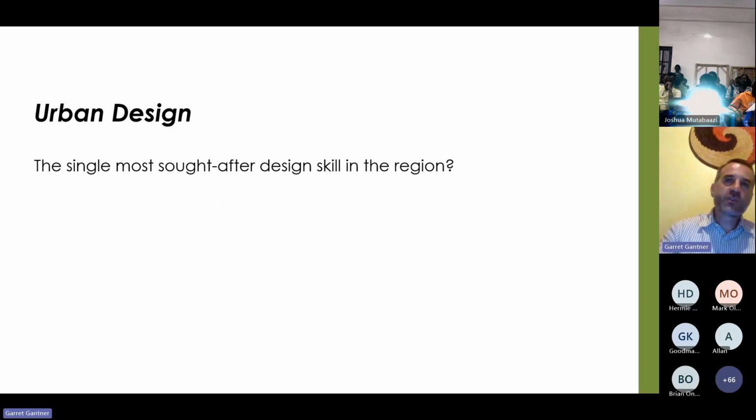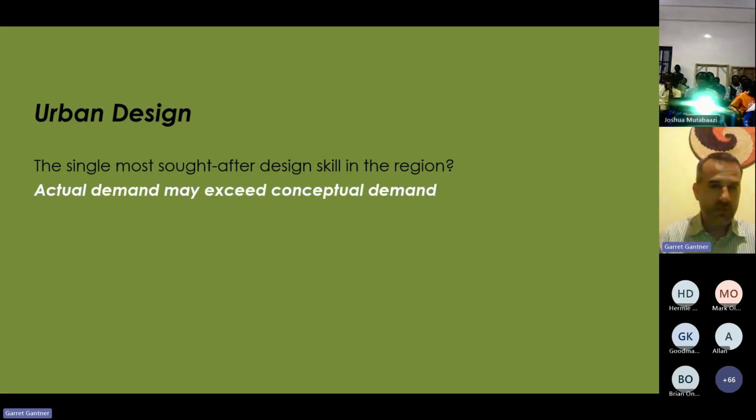Also through this research, what we started to find was that, going back to this conversation of conceptual demand versus actual demand, urban design from an actual demand standpoint is probably the single most sought after skill in the region, but the conceptual demand for it is extremely low. Nobody really understands what urban design is.